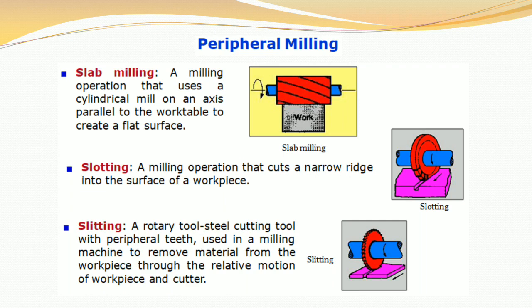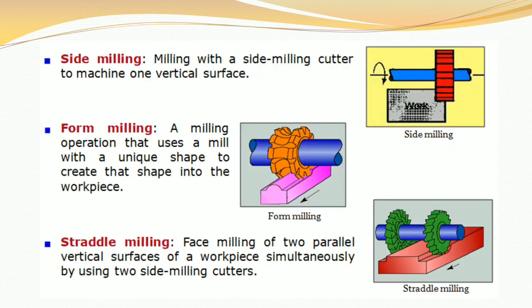Slitting. A rotary tool steel cutting tool with peripheral teeth used in a milling machine to remove material from the workpiece through the relative motion of workpiece and cutter. And there are the figures of slab milling, slotting, and slitting. Next, side milling. Milling with a side milling cutter to machine one vertical surface.